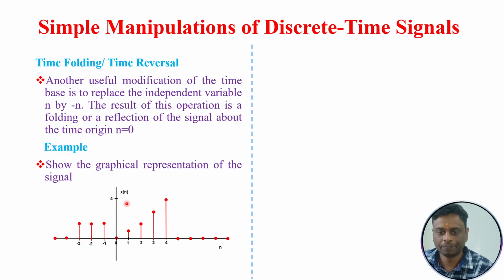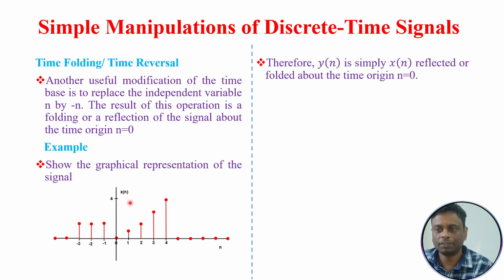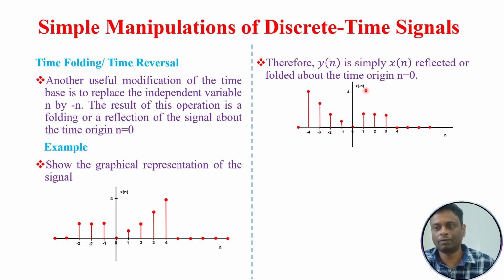Let us see that. You can see x of n is reflected or folded about the time origin. So this is our x of minus n. We have folded the signal about this time origin. So sample 1 will be at minus 1, sample 2 will be at minus 2, then sample 3 will be at minus 3, and sample 4 at minus 4. Likewise, you can see over there.